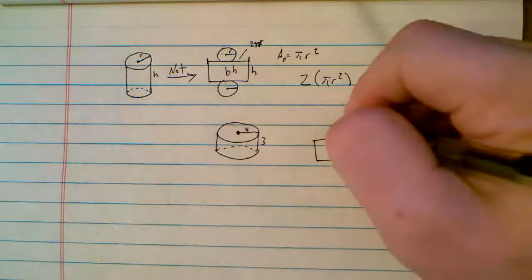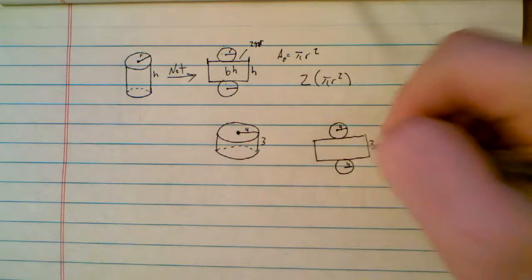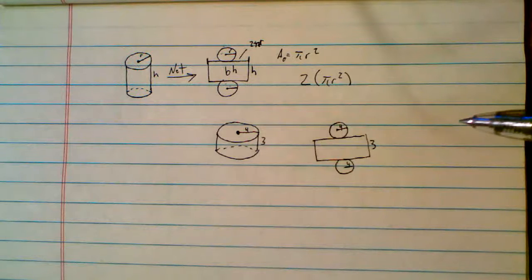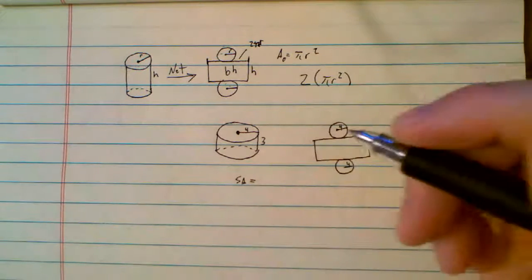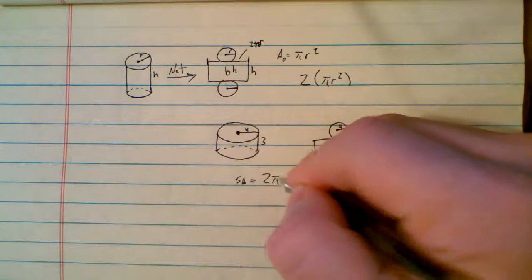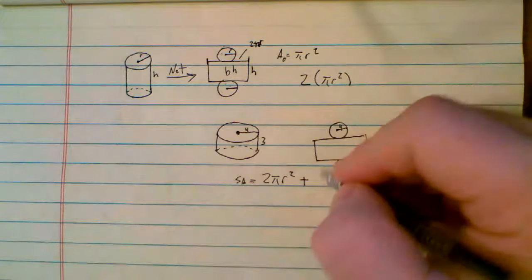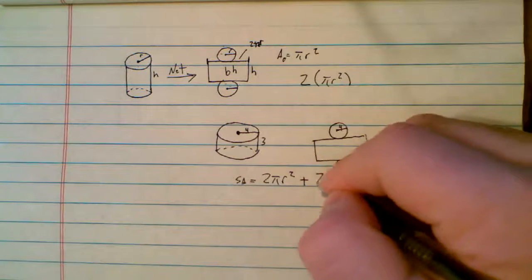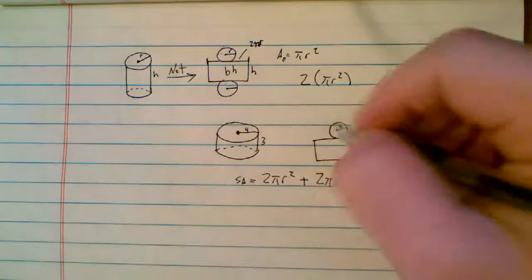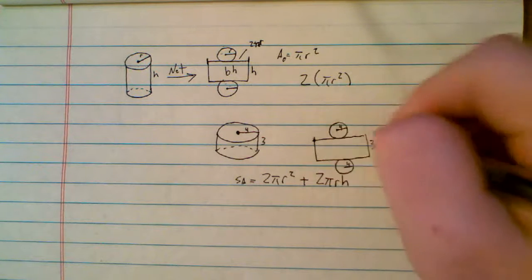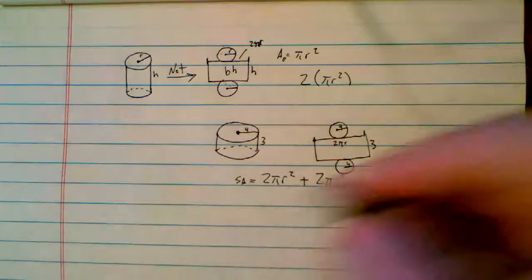So we start off with 4. Of course, this is 4 as well. And this is 3, because that's the height. So what we'll do is we'll write out surface area is equal to 2 pi r squared plus 2 pi r times h, because this is 2 pi r. And then we basically just have to plug in and go from there.